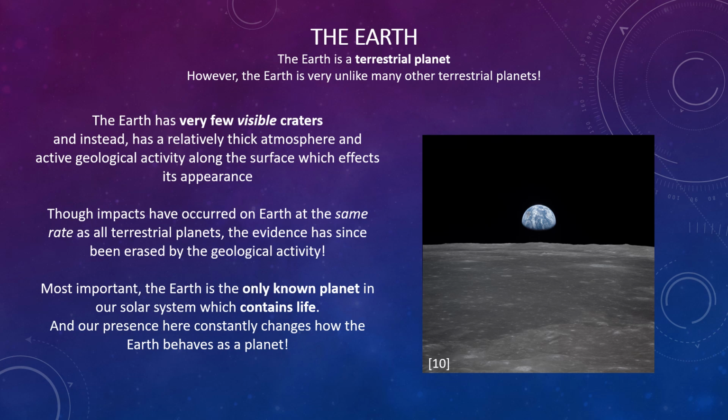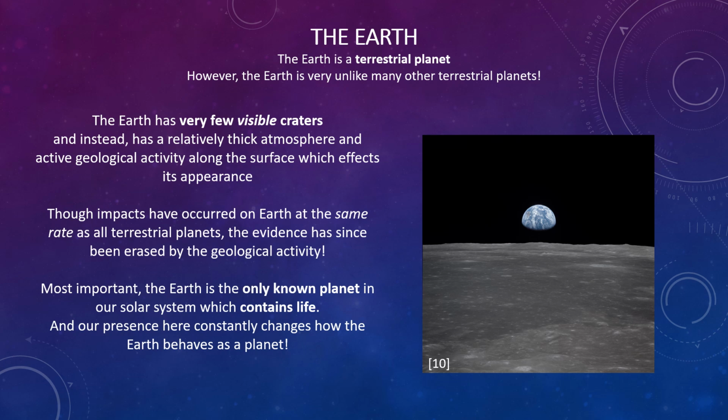So now we have made it to Earth. Earth is the coolest planet in the solar system because it has you all. And you are all awesome. But actually, Earth is really unique in the solar system because it's the only planet that contains life. And life does some really cool things to our planet's surface.